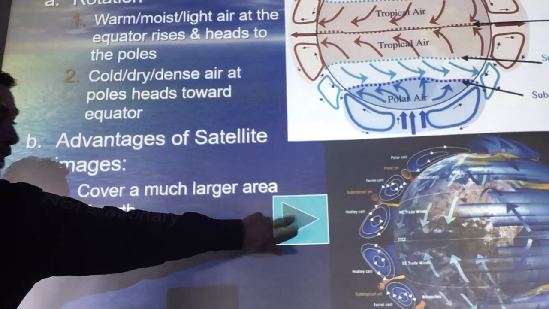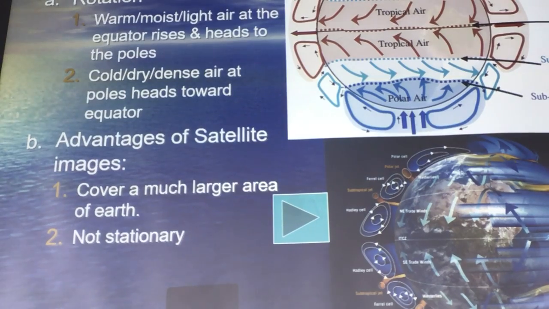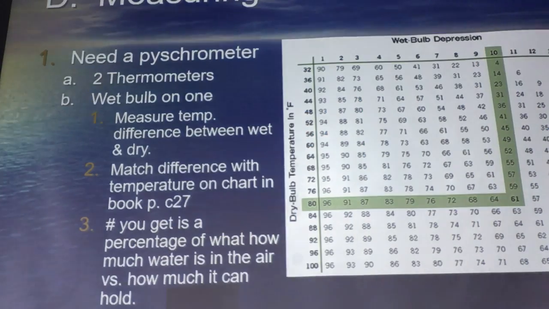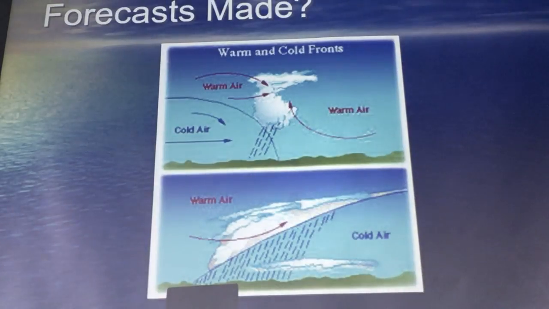This little link was to that video I just showed you. It's a pretty cool watch if you want to do it. We move on to measuring relative humidity. We're not going to stop there, maybe later when you get back. Lesson 4 though, how are weather forecasts made?